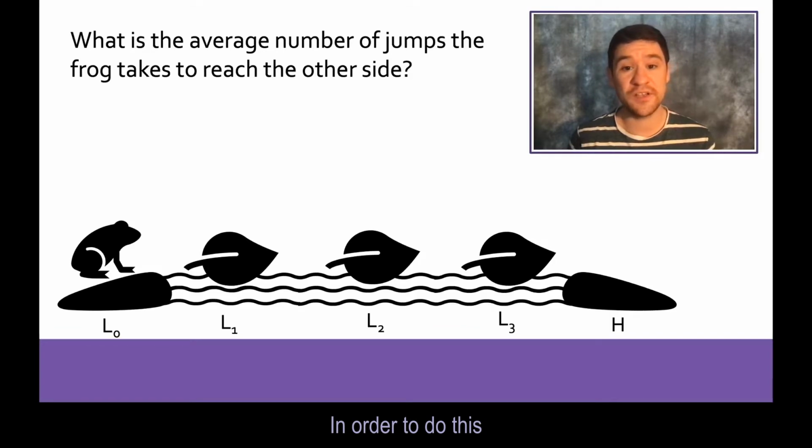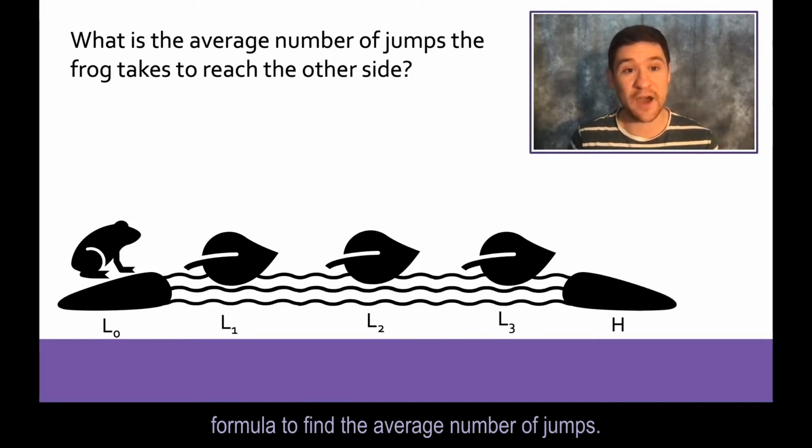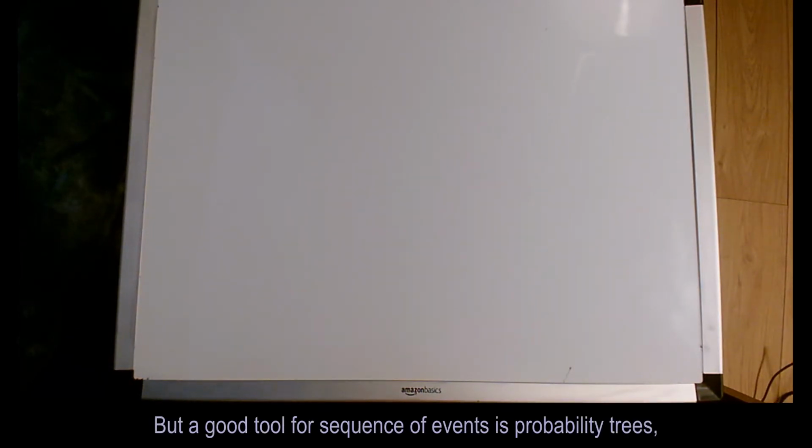In order to do this, we're first going to work out the PMF, and then we can use our expected value formula to find the average number of jumps. The frog jumping to the other side can be thought of as a sequence of jumps, and again, like our coin flips, we don't know how many sequences there are. But a good tool for sequences of events is probability trees.